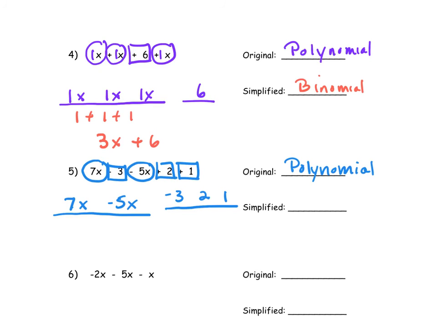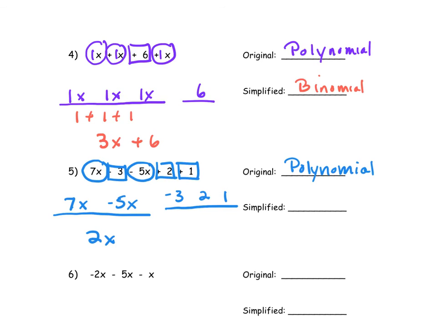We're going to look at our 7x as a positive 7x, and that minus 5x, we're going to look at like it's a negative 5x. This minus 3, we're going to look at like it is a negative 3. And then we have a plus 2, so positive 2, and a plus 1, so positive 1. What will the result be when we combine 7x and negative 5x? If you said 2x, you are correct. What is the result when we combine all of our constants? If you said 0, you are correct.